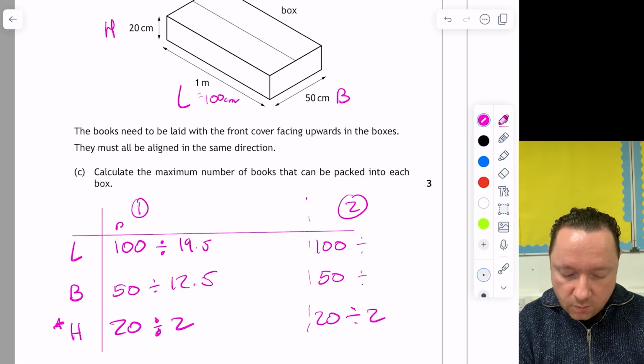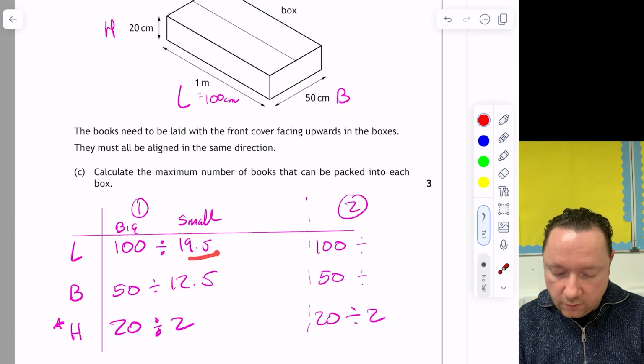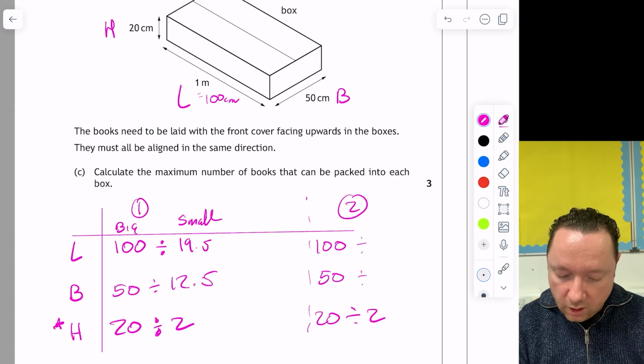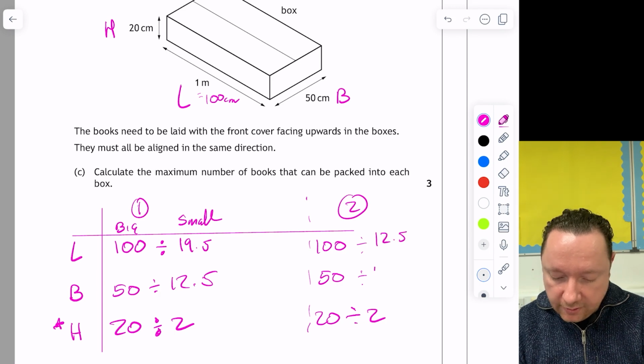If we call that big and small, you can see that all you can do is just swap the numbers. So that one just goes here, and this one just goes there, just swapping them around. So I've got 100 divided by 12.5, and I've got 50 divided by 19.5.